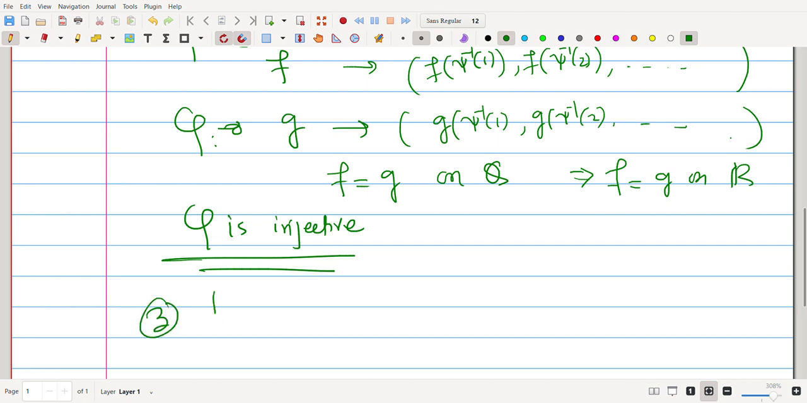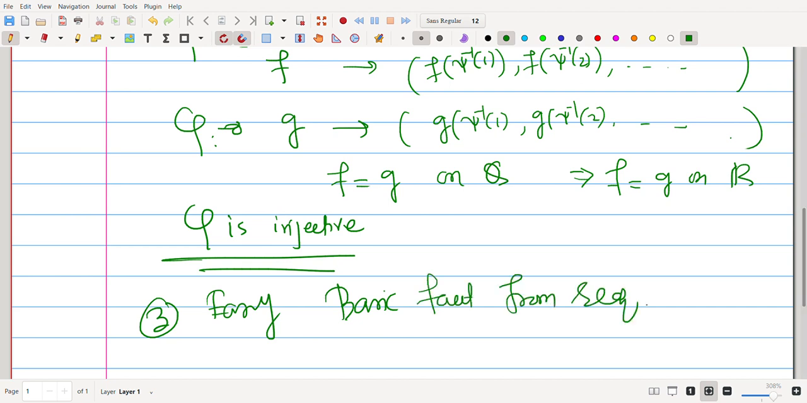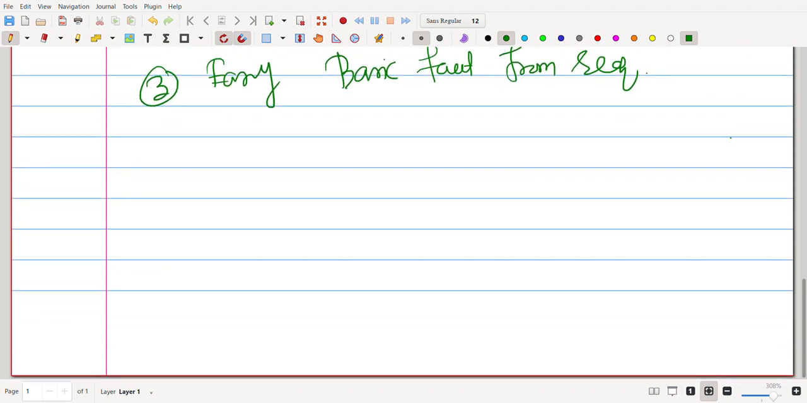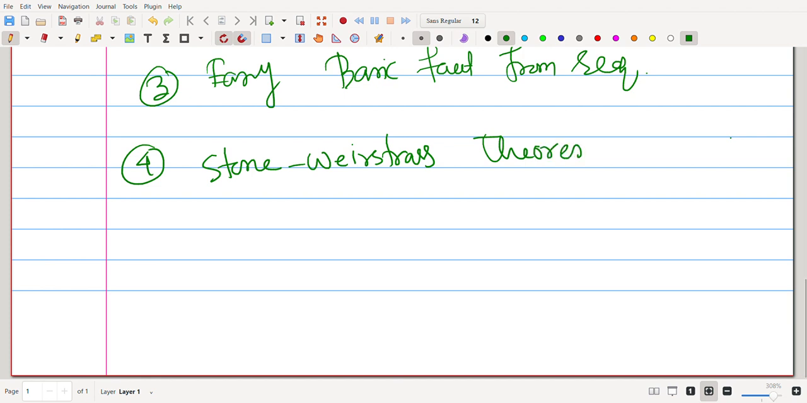Problem number 3 is very easy. It is a basic fact from sequences, so you can easily do that. I leave it as an exercise. Okay, problem number 4, I am not going to discuss it because a similar concept question also came in the 2019 paper, so I will make a separate video for this. I have already mentioned in the last video the same thing, that is the Stone-Weierstrass theorem. I will make a video particularly on this topic, and I will discuss applications of this, and this is also an application of that.